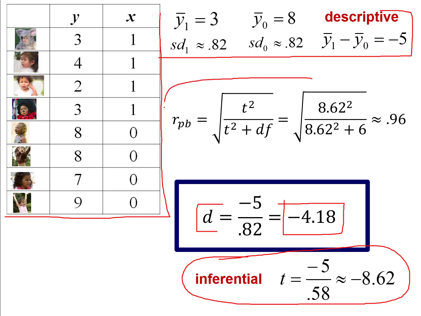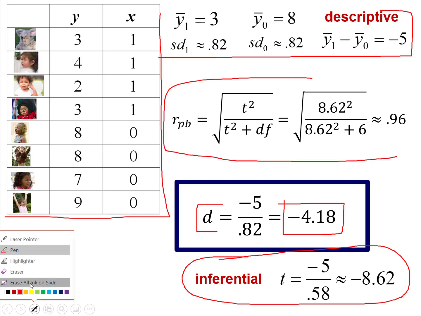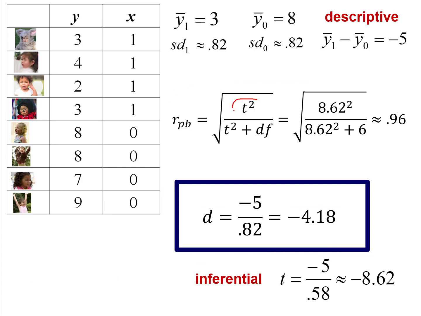And then above that, I have the calculation for our point biserial correlation. And we're using that shortcut formula where all we need to know is our value from our t-test and our degrees of freedom. And so our t-test, we got a value of negative 8.62. That was when we did our t-test to see if there's a difference between two groups. So I'll take that t-value, put it up here, and then I need to know my degrees of freedom. And this will be the same degrees of freedom that we used when we did the t-test. And recall that for a two-sample study, our degrees of freedom is equal to n minus 2.